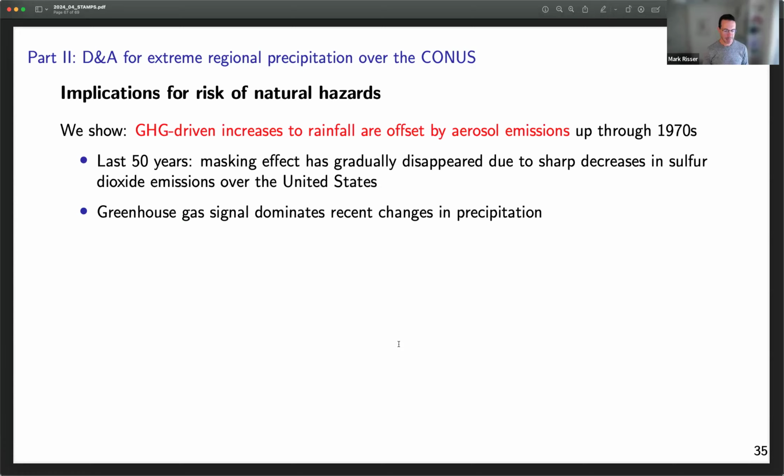The last thing I'll say before I wrap up is some implications of this work for natural hazard risk. At a high level, what we've shown is that these increases that we would have expected from greenhouse gas forcing have been offset by aerosol emissions, at least up through the 1970s. However, in the last 50 years or so, this masking effect has gradually gone away.